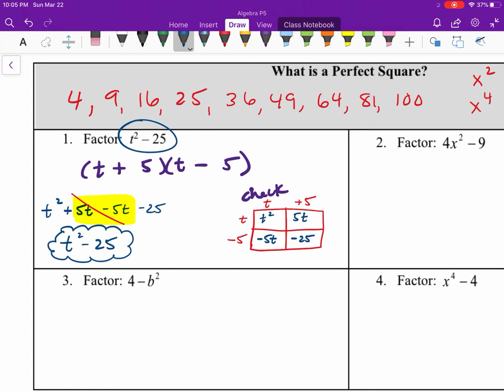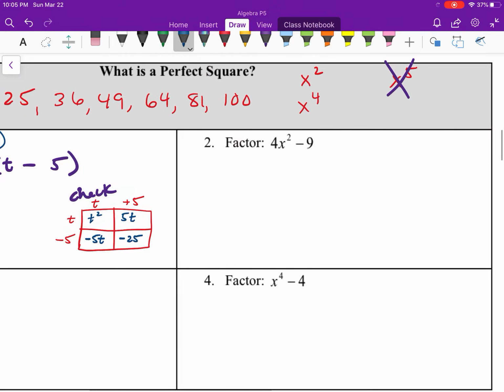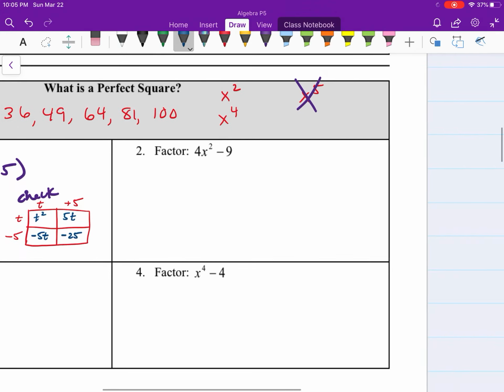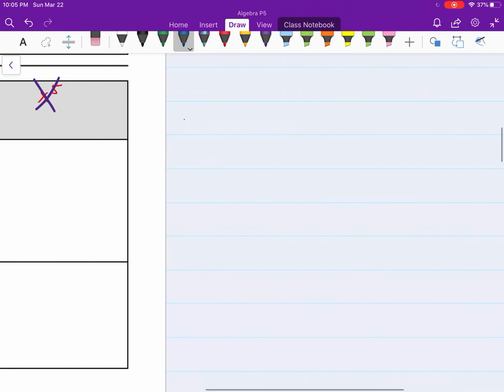Now you also might say to yourself, well, what if I do t minus 5 times t plus 5? It doesn't matter the order. One has to be a plus sign. One has to be a minus sign. That's it. Let's take a look at number 2. Again, I'm factoring it right now, using the methods that I've taught you how to factor.